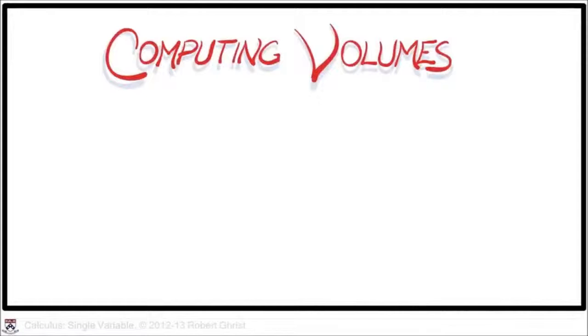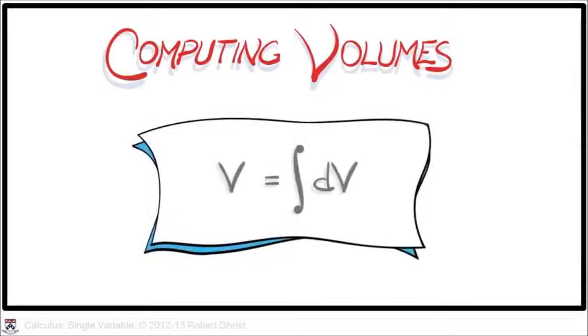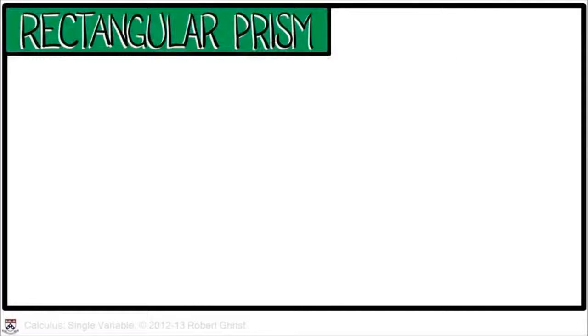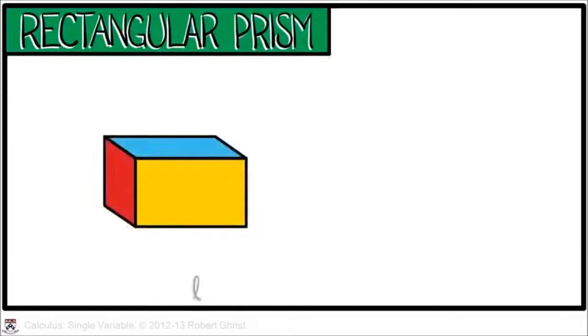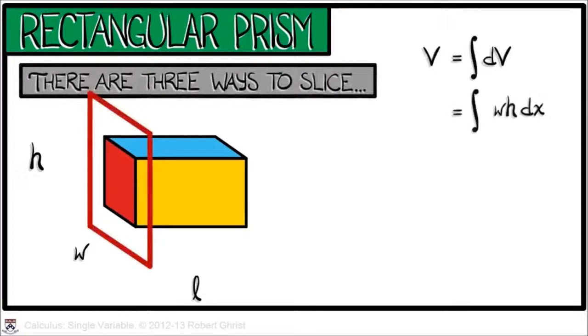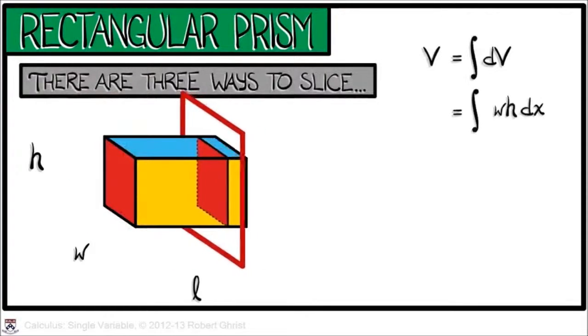When computing volumes, there's really only one formula you need to know, and that is that the volume is the integral of the volume element, and all of the difficulty lies in finding the correct volume element. The simplest example would be that of a rectangular prism of length L, width W, and height h. In this case, computing the volume element is simple if we slice along one of the three principal directions.